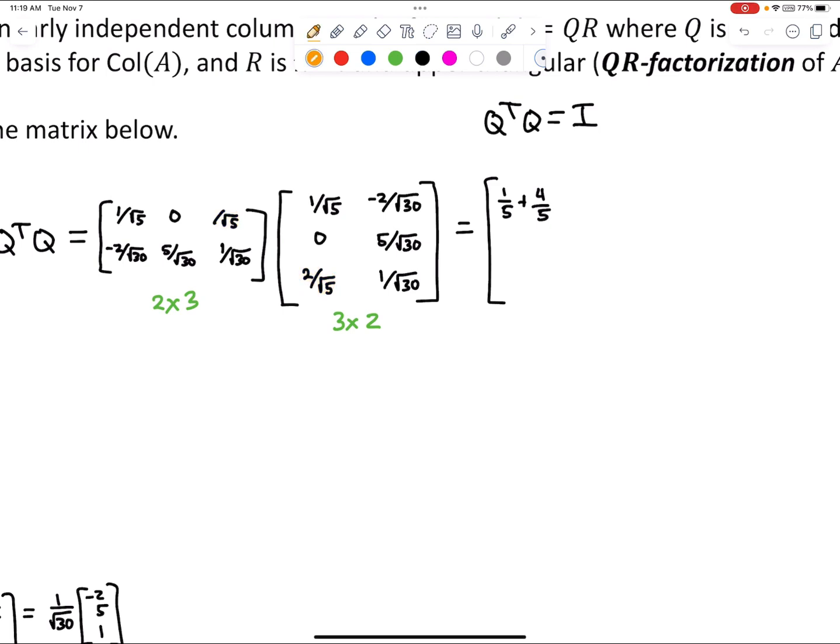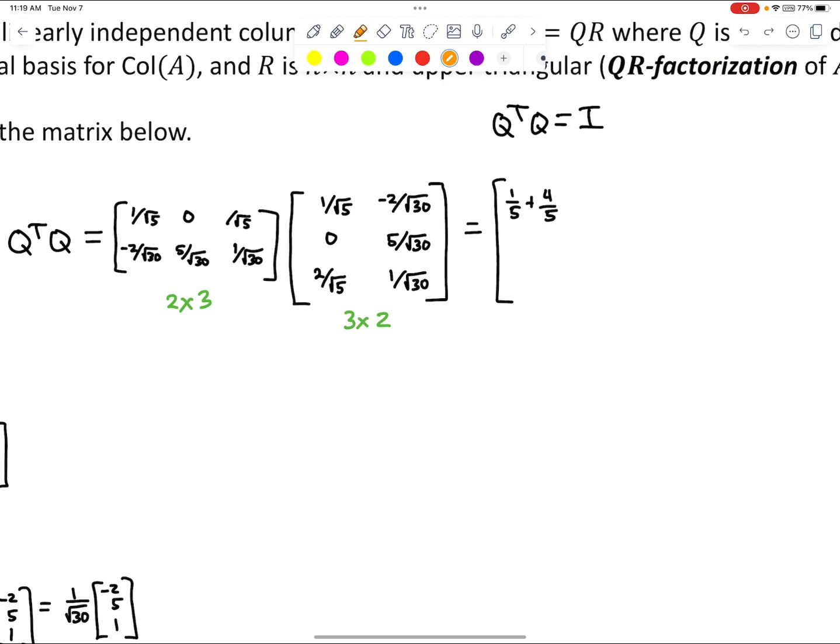Now let's compute the 2, 1 position. So we're going to multiply this entry by this entry. That'll be -2 over rad 150. Then multiply this entry and this entry, which will be 0. And then multiply these two entries, which will be +2 over rad 150. And that is the 2, 1 position of our product. All right, let's now work with the second column of Q.